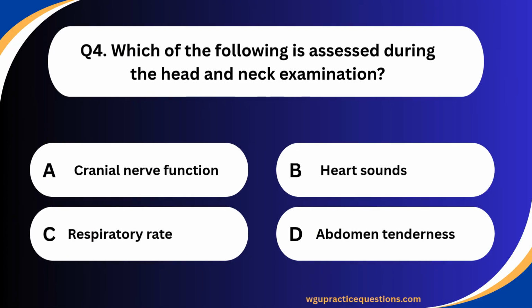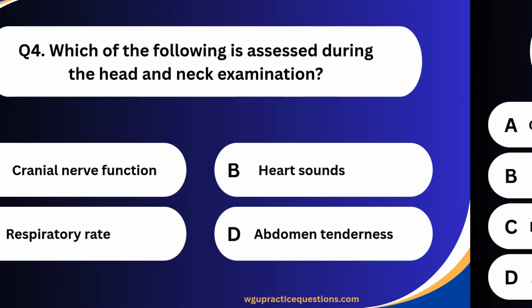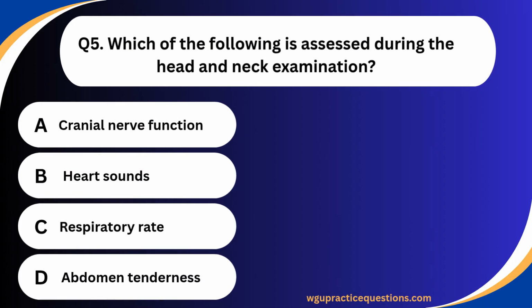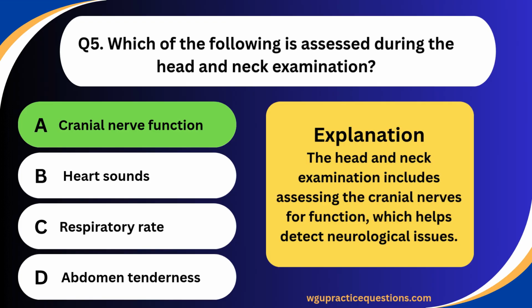Question 5. Which of the following is assessed during the head and neck examination? A. Cranial nerve function. B. Heart sounds. C. Respiratory rate. D. Abdomen tenderness. Which one is the correct answer? The correct answer is A. Cranial nerve function. Explanation. The head and neck examination includes assessing the cranial nerves for function, which helps detect neurological issues.